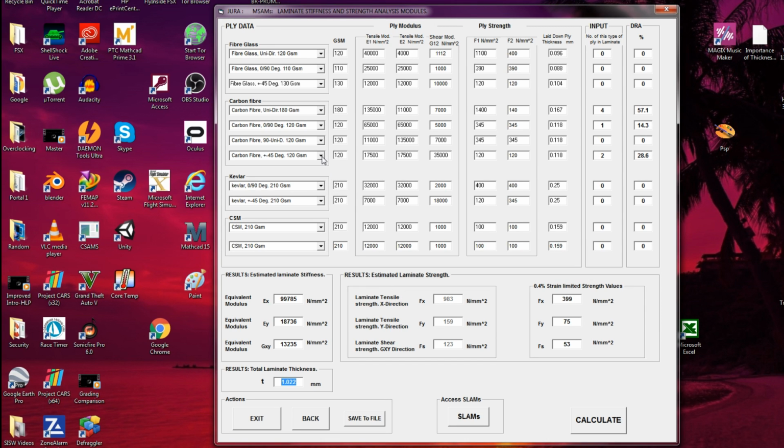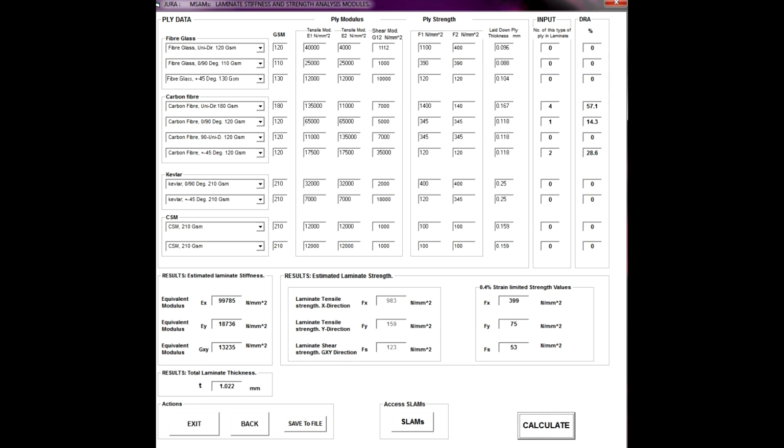A decrease also occurs of Young's equivalent shear modulus in the xy plane, GXY, to 13,235 newtons per millimetre squared. Previously was 15,542 newtons per millimetre squared. Now the strength of the composite also changes. An increase occurs of the strength in the direction 1 in Fx to 399 newtons per millimetre squared. Previously it was 347 newtons per millimetre squared.